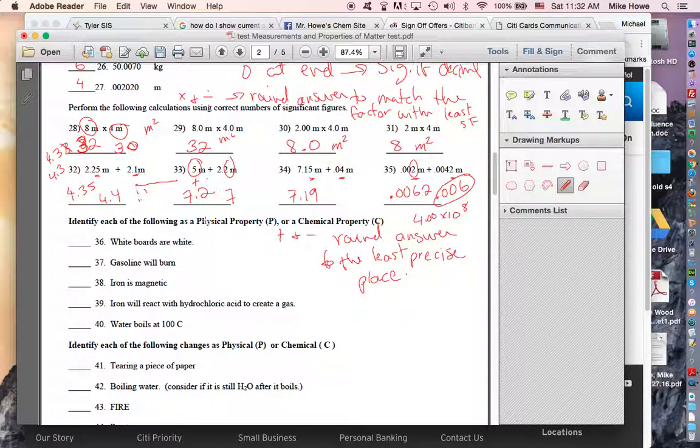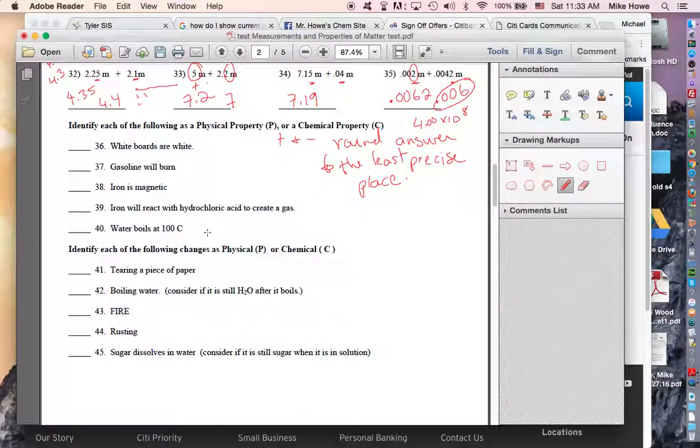All right, I'm going to go ahead and go quickly through the physical and chemical properties for those people who need it. Most people did reasonably well in that. Since being white doesn't depend on anything else, you just look at it, it's white. Whiteboards are white is just a physical property. Burning depends on interaction with something else. That's a fire, so you gotta have oxygen for that, so that's chemical. Iron is magnetic. That doesn't change the iron when it gets picked up by a magnet. If you pick up a nail with a magnet, it's still a nail. So that's just a physical property.